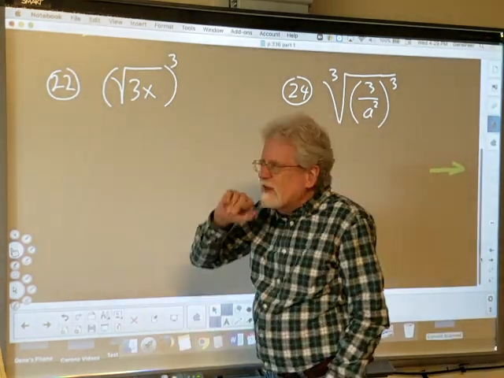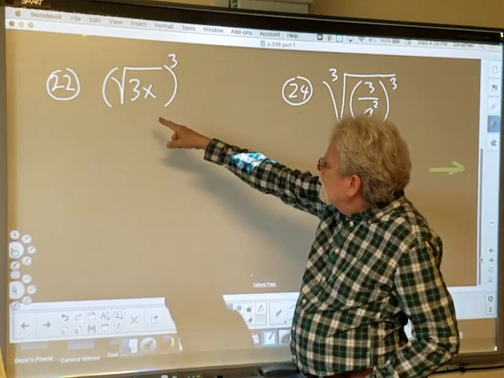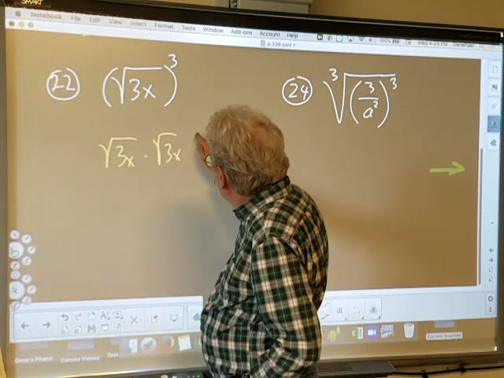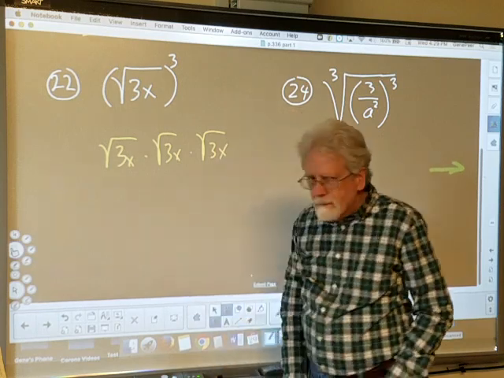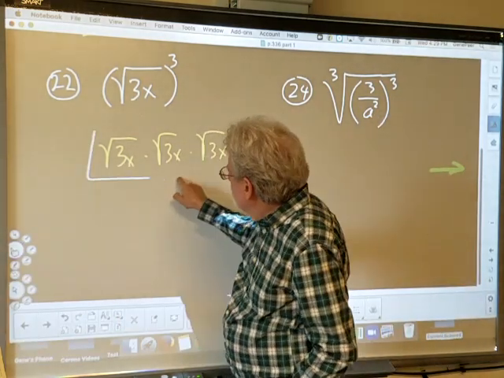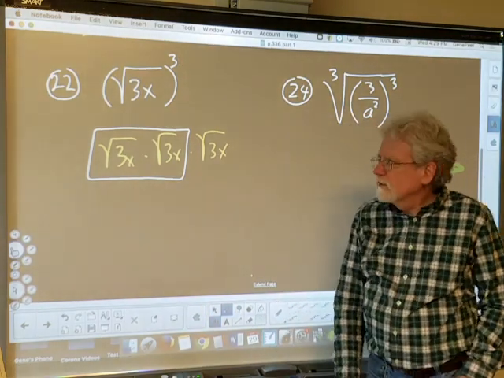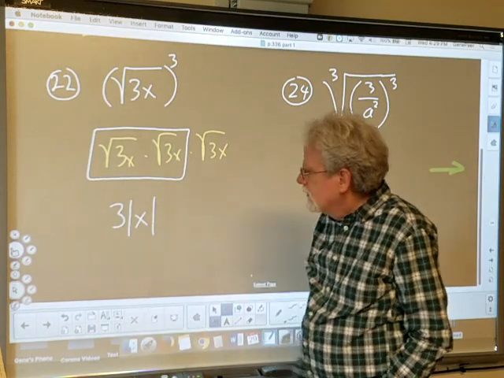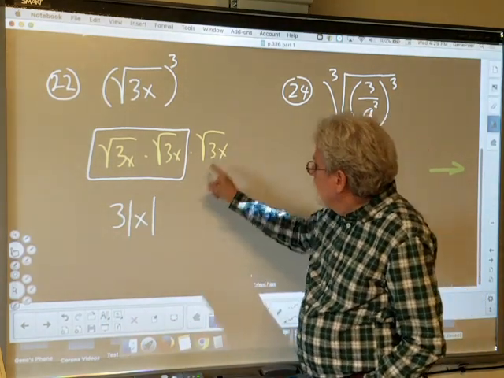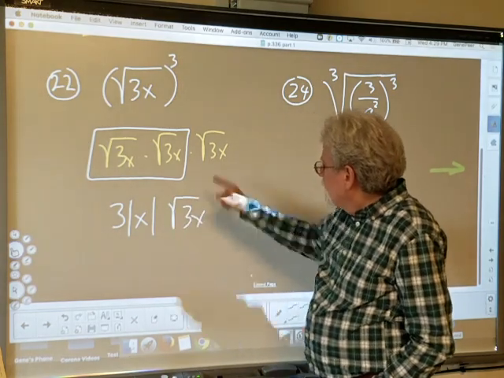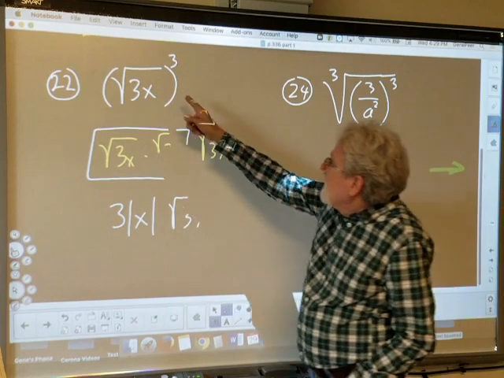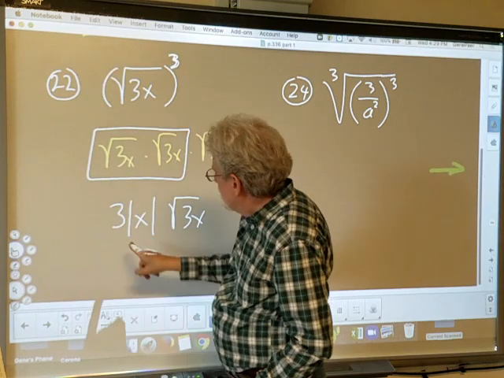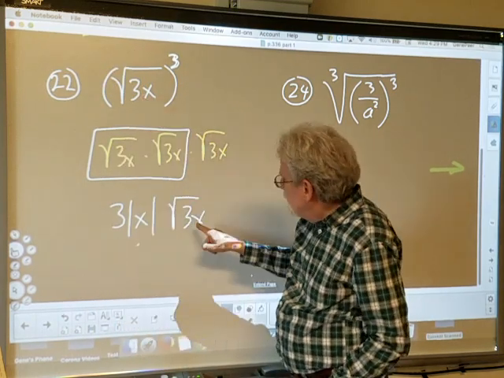22. All right, this guy, here's the best way to think of this. Isn't the square root of 3x to the third the same thing as square root of 3x times square root of 3x times square root of 3x? And look at just this part right here. What's the square root of 3x times the square root of 3x? It's 3x. Ooh, but absolute value. And we're left with an extra square root of 3x. Or in other words, of these three square root of 3x's, two of them pop out, right there, and we're left with one of them inside.